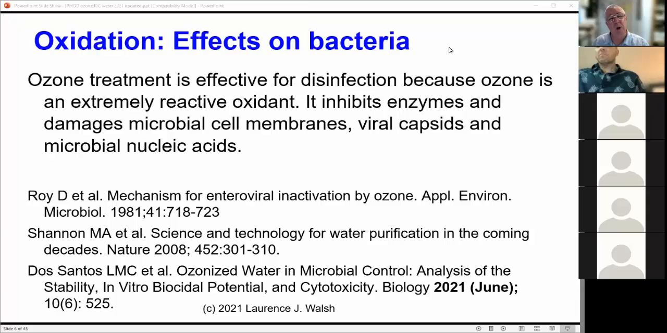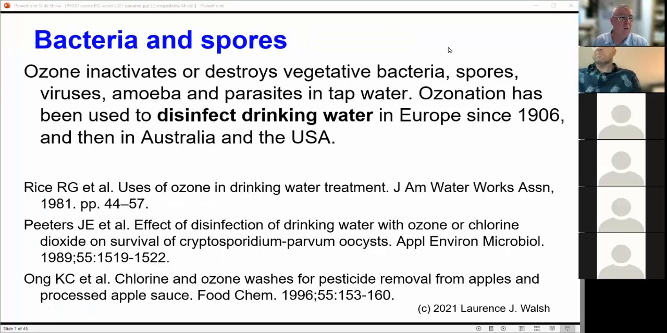Then you might be thinking, well, wouldn't that be a problem with human cells? Well, human cells have got quite different membranes from all things that I've just mentioned, and we're well endowed with natural defenses against these sorts of molecules because they are encountered in the environment, and not surprisingly, we have a defense system against them. So when you run into bacteria or spores, ozone will inactivate that.